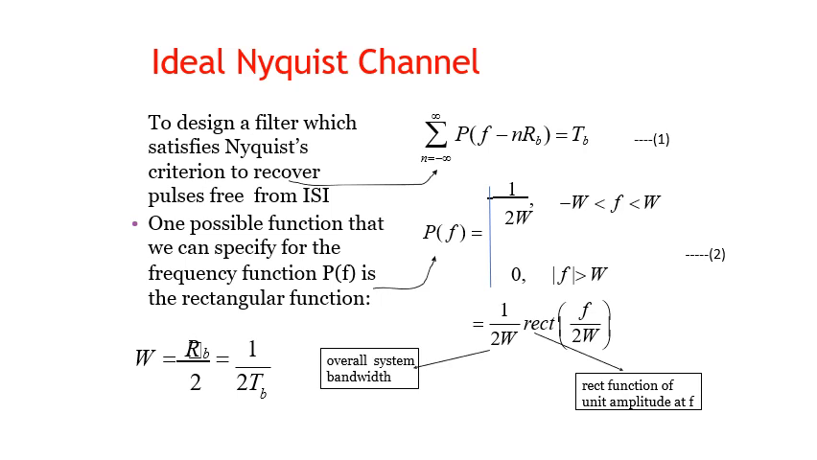So one of the possible functions that we can specify for the frequency function P(f) is the rectangular function: P(f) is equal to 1/(2W) for -W < f < W, or 0 for modulus of f greater than W, where W is defined as R_B/2, that is equal to 1/(2T_B). So this P(f) can be written as 1/(2W) times the rectangular function of f/(2W). So the overall system bandwidth is 2W.